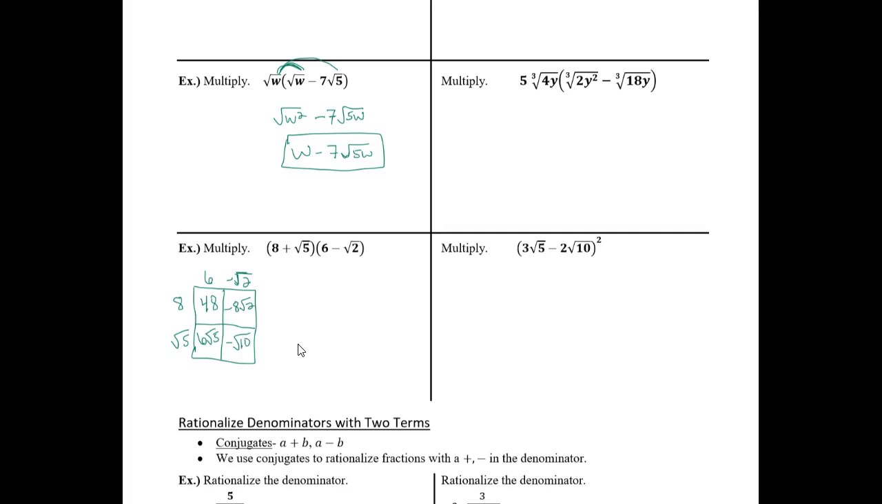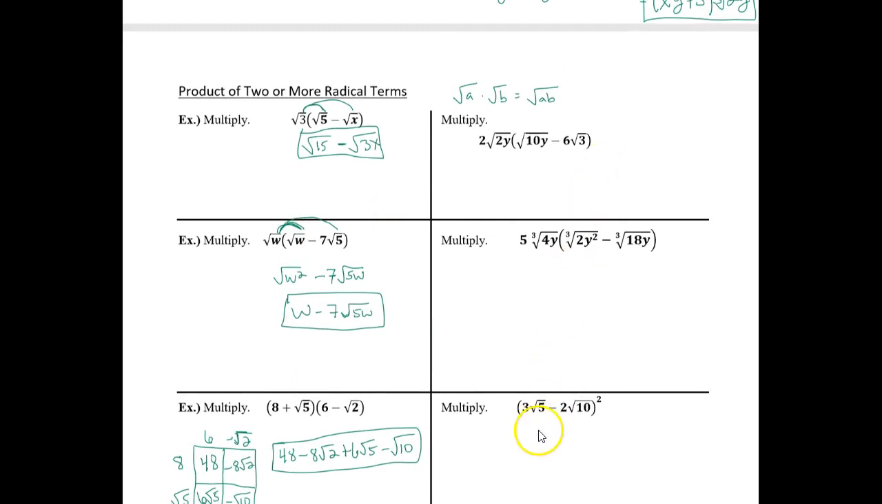Now we rewrite it. 48 minus 8 square root 2 plus 6 square root 5 minus square root of 10. None of those radicals can be simplified. None of them are like. This is as far as we can go. Why don't you try the 3 on the right-hand side?